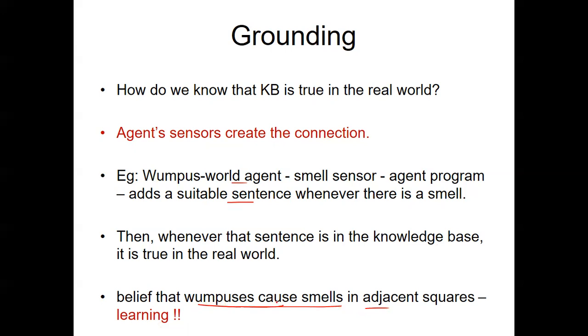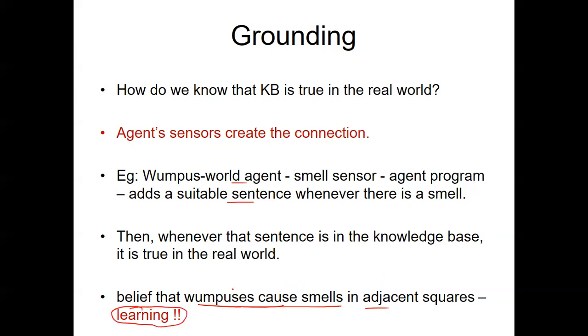So probably you may ask, how does the agent know? Initially, how does the agent know that if there is a smell, then in the nearby room there is a wumpus? How does it know? That is known through learning, nothing else. That is known only through learning.